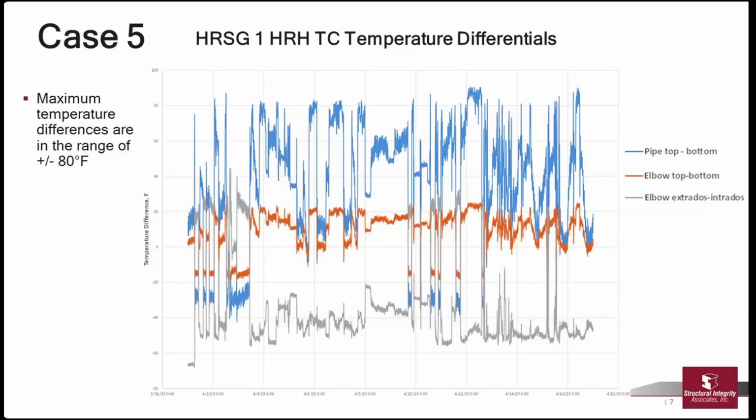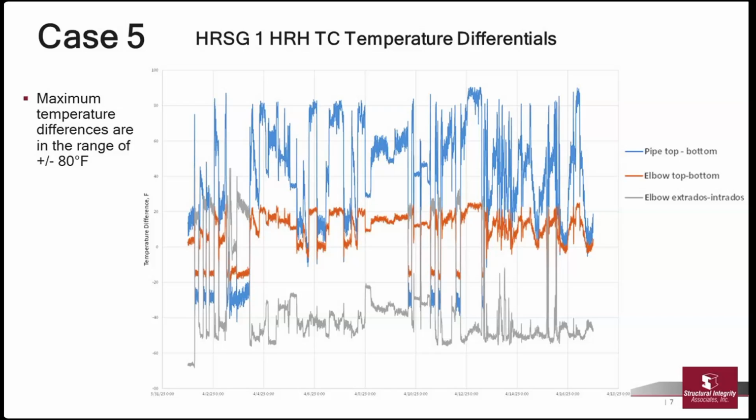Okay, so move on. This is data from one of two sister units on a 2-on-1 unit, and you're looking at temperature differences from the thermocouples in a range of plus or minus 80 degrees Fahrenheit. You see negative temperature differences in the bottom because you're looking at the extrados minus the intrados, so you're slightly cooler on the outside than the inside, so that becomes a negative number. But it's not something to be terribly concerned about with a total temperature difference in that range.